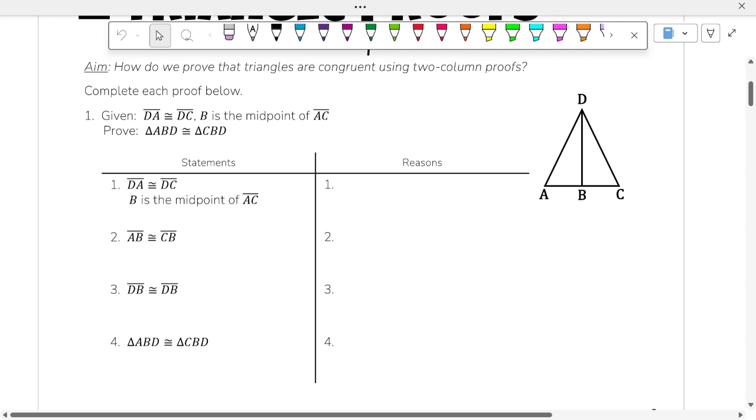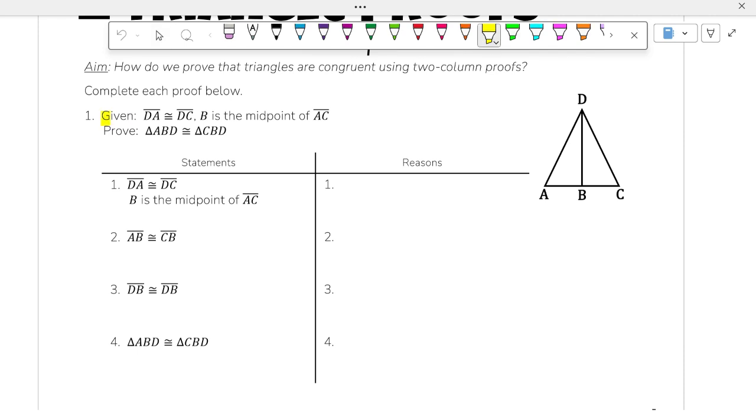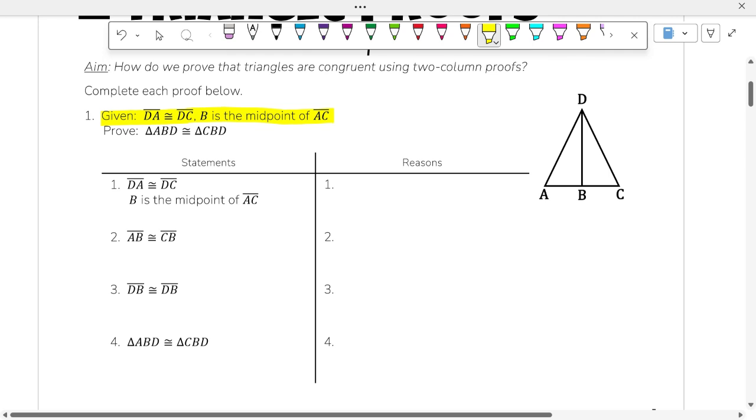So here is how proofs work. With proofs, they always give you what we call the given. All right. That's usually just something that they give us to get us started. So the given states this: side DA is congruent to DC, and B is the midpoint of AC.